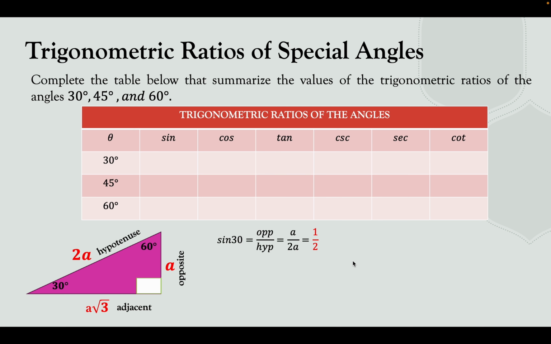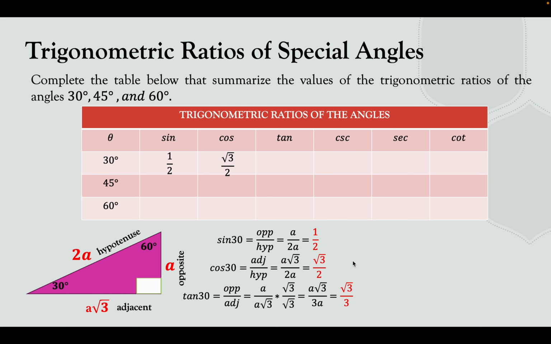So sine 30 is opposite over hypotenuse, so we have a over 2a. You can easily cancel the a. a divided by a is 1, right? So you have 1/2 for the sine 30. Next, cosine 30 is adjacent over hypotenuse. So we have a square root of 3 over 2a. You can eliminate the a, so you have square root of 3 over 2.